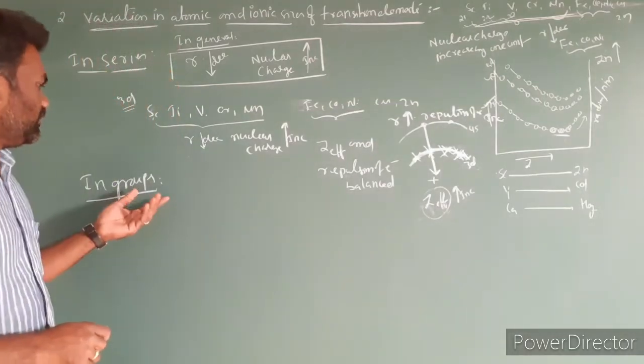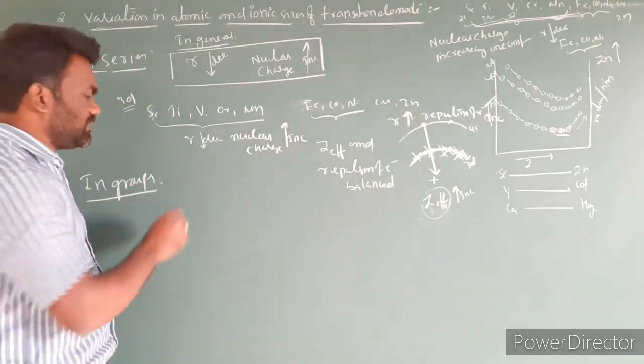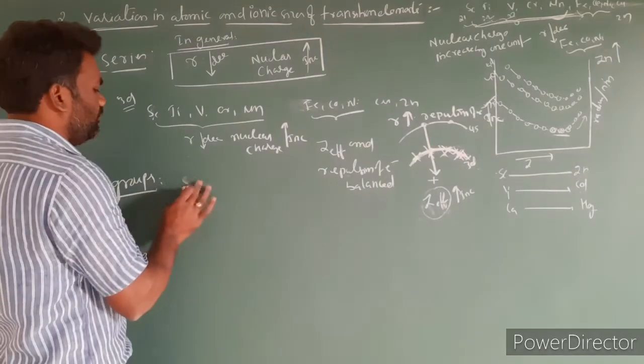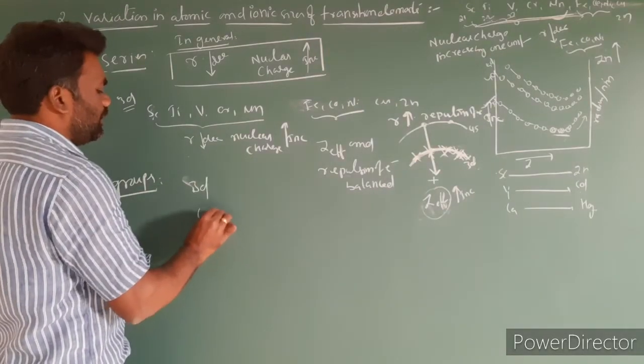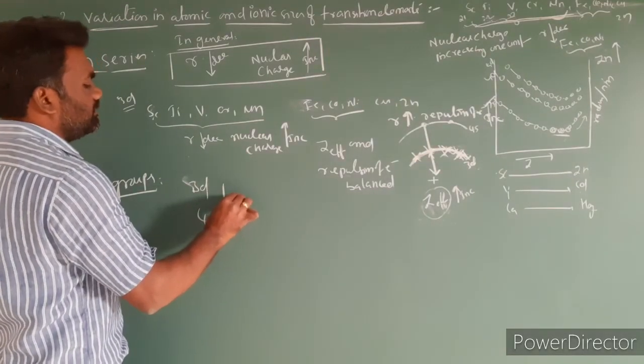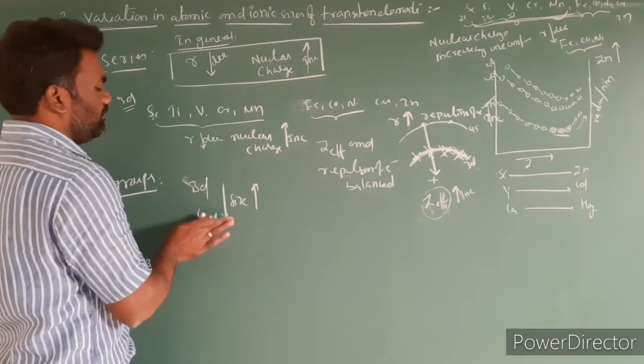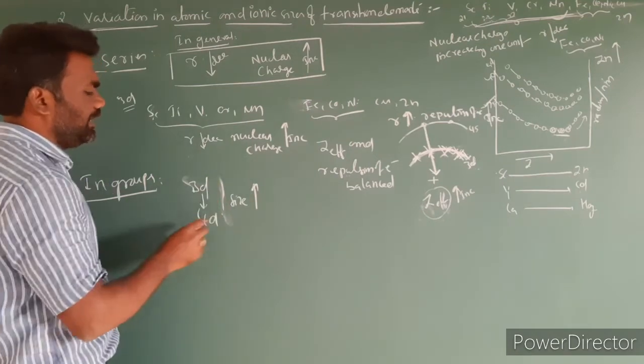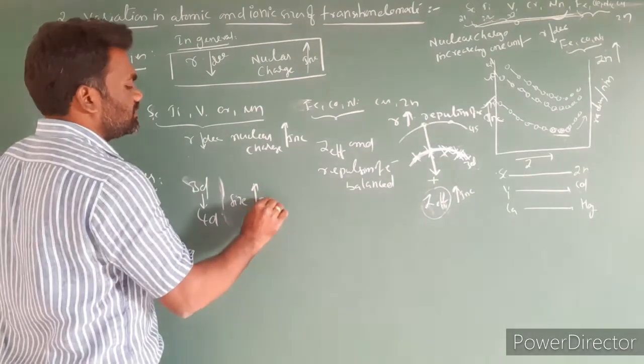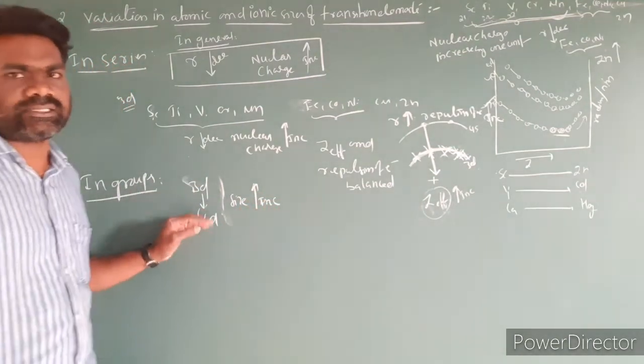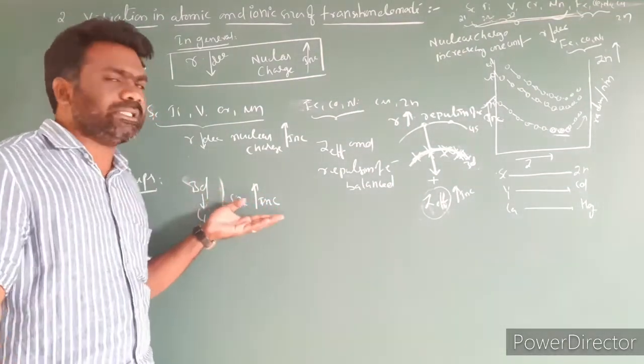In the case of 3d to 4d, atomic sizes increase. It's not an issue. 3d to 4d, the size increases. That's not an issue because the number of shells increases.